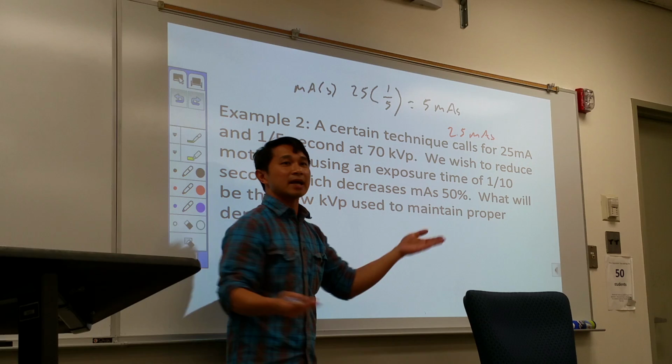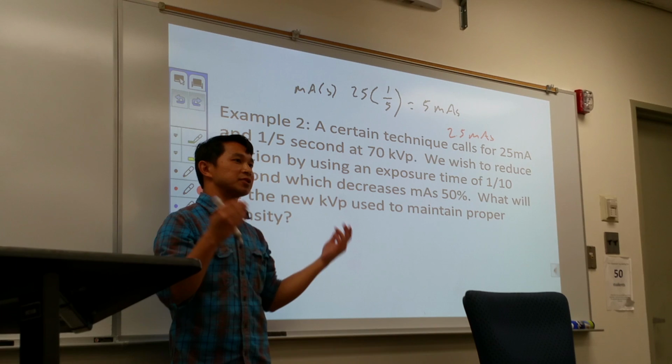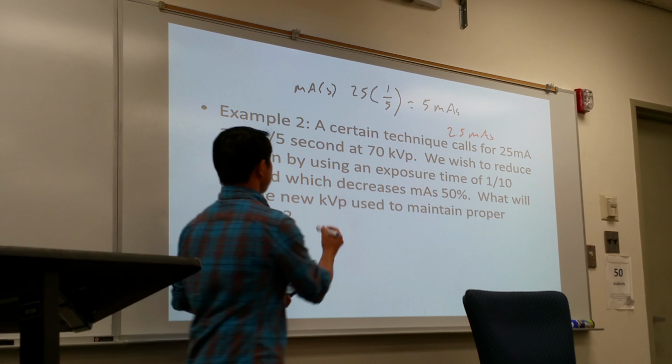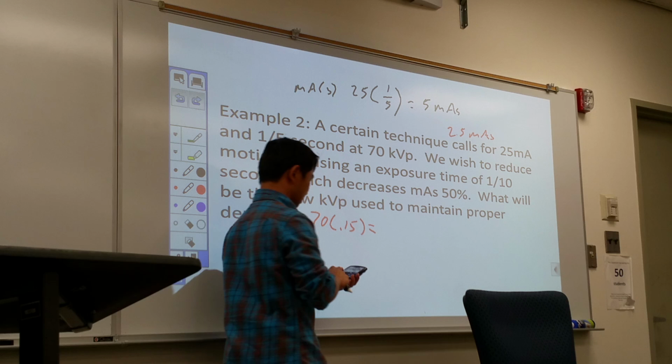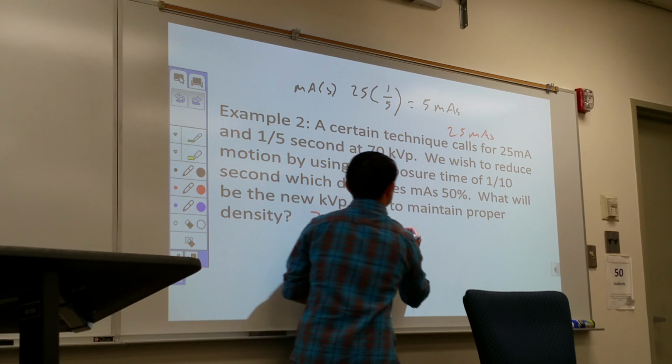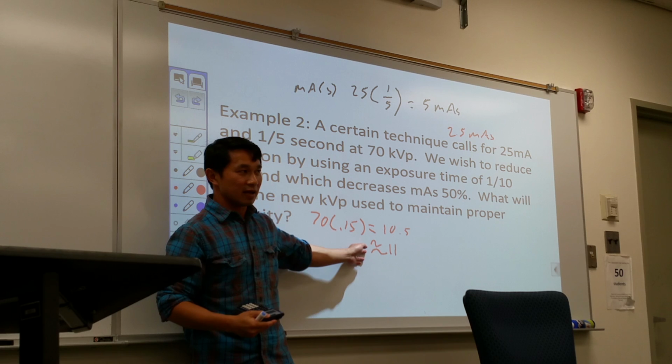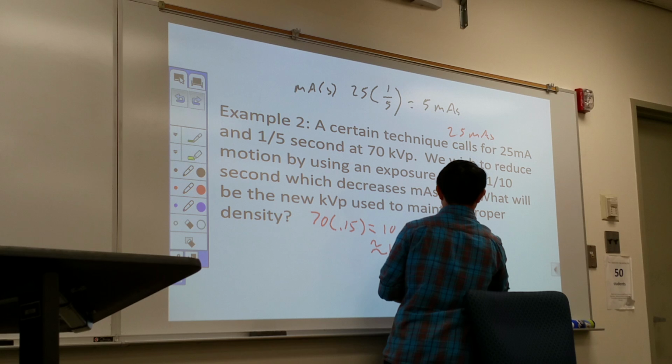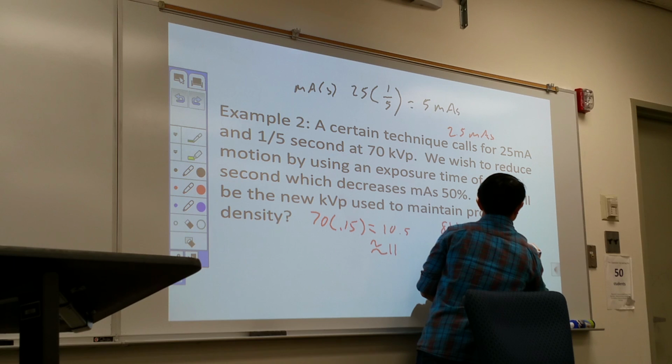To bring density back to the normal range, we have to change kV. So kV using the 15% rule, 70 times 0.15. How much do you change kV by? 10.5. I just rounded off a little bit. So we have to increase kV by 11 units. So from 70 to? 81. 81 kV at? 2.5 mAs. So that's your final answer.